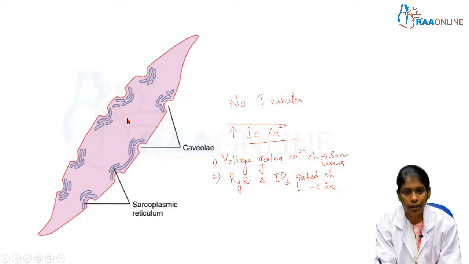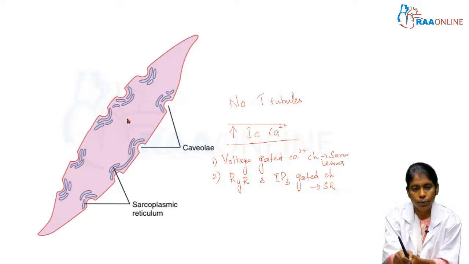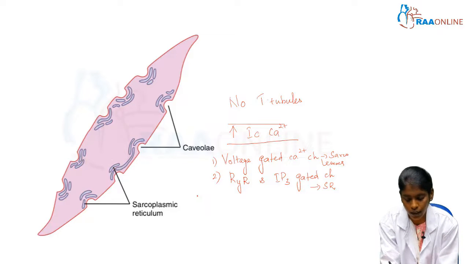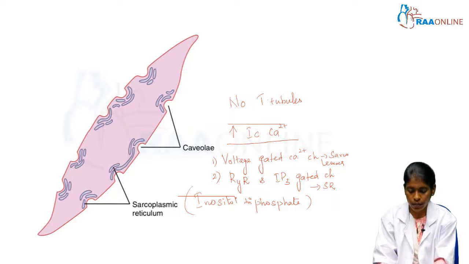So, what is this IP3? This is a new channel that is present in smooth muscle which is absent in skeletal muscle. What is this IP3? It is nothing but inositol triphosphate. I will be telling about this channel in detail later. So, for now just remember that this is nothing but inositol triphosphate.